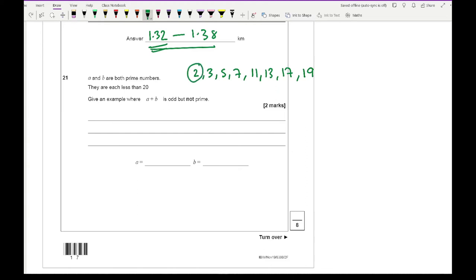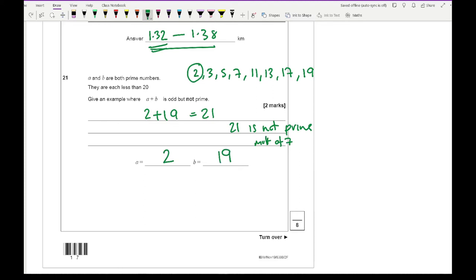So what I'm going to do is add 2 to these and show which one is not going to give me a prime number. But I can see straight away that if I did 2 plus 19, which gives me 21, and 21 is not prime as it's a multiple of 7, or has more than 2 factors. So here I can say that my 2 numbers are going to be 2 and 19.